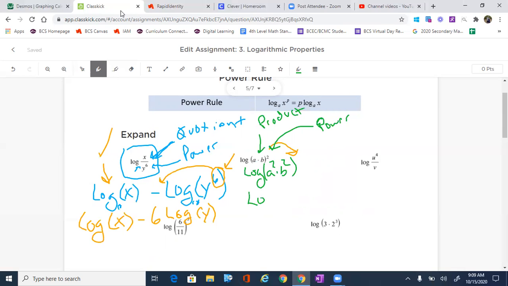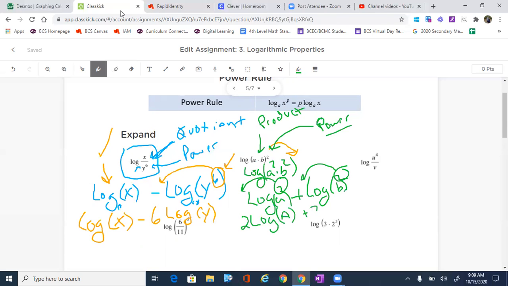So I could write, okay, well, log of a squared plus log of b squared, okay? And at that point, we can use our power property, which is taking those squares and shooting them out to the front, which is just 2 log of a plus 2 log of b. Now, there's other ways of doing this problem, but that is definitely one way to get that done.